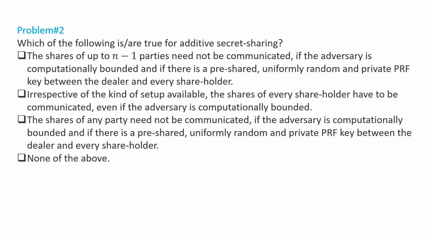Okay. The third statement says the shares of any party need not be communicated if the adversary is computationally bounded and if there is a pre-shared uniformly random and private PRF key between the dealer and every shareholder. This is essentially wrong because in the first statement we said that shares of up to n-1 parties need not be communicated. So only the first statement is correct here.